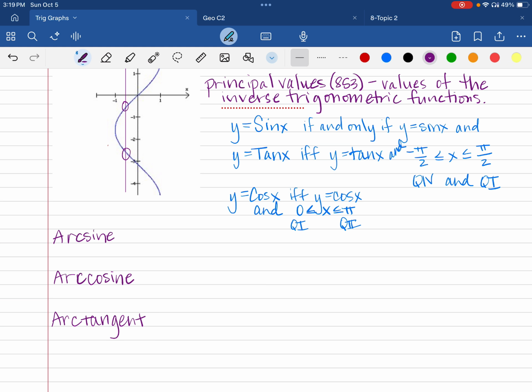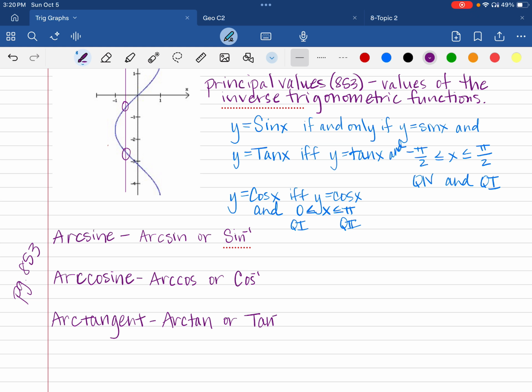All of these are on page 853 as well. So arc sine, we'd shorten that to capital A, arc sine, or we do a capital S inverse, so like the exponent's a -1. Arc cosine, same thing, arc cos, or capital C inverse cosine. Tangent, arctan, or capital T inverse -1 exponent.